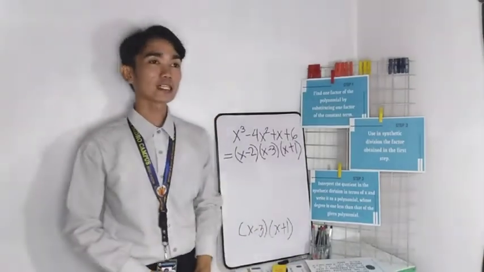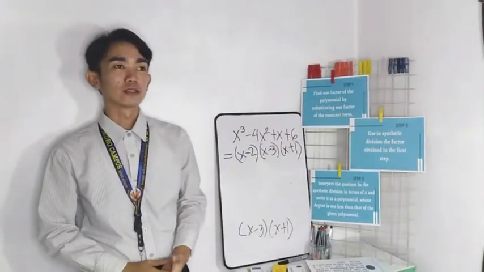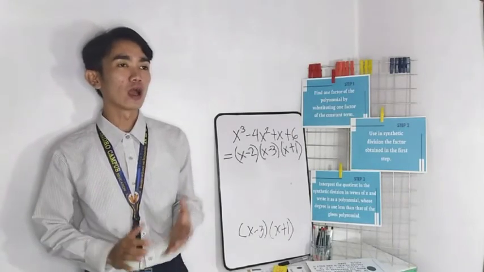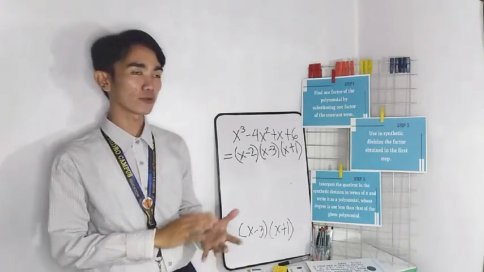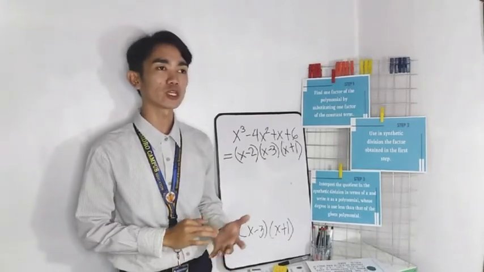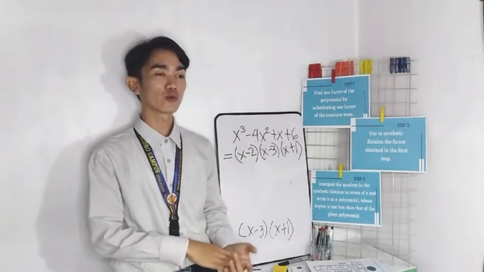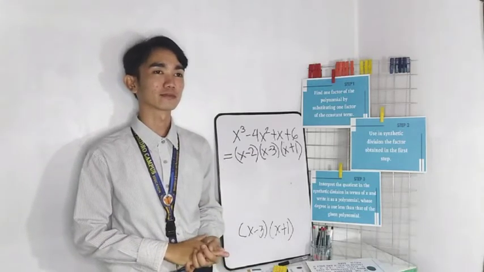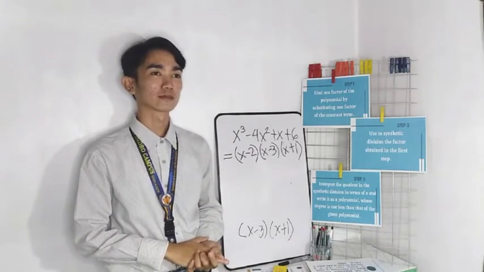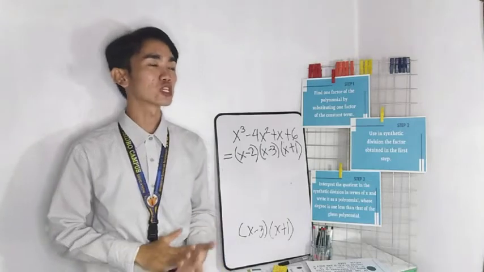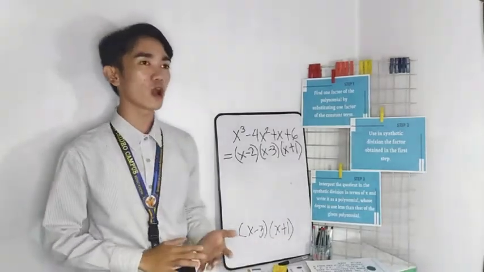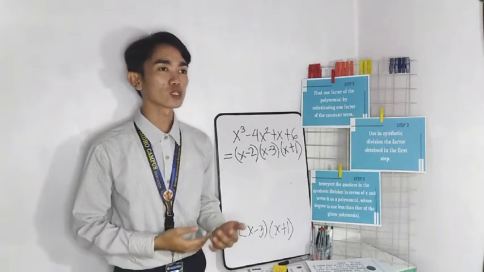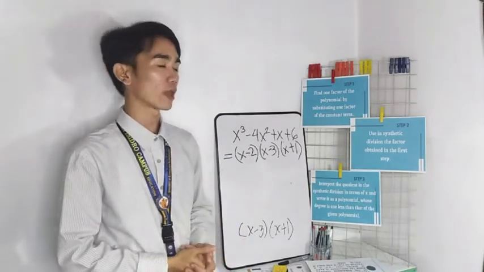Did you get it, class? Okay, I have one question. How do you find factors of a given polynomial using the factor theorem? Yes, Rachel. Very good. Just following the 3 steps in the factor theorem, you can get the factors of a given polynomial.